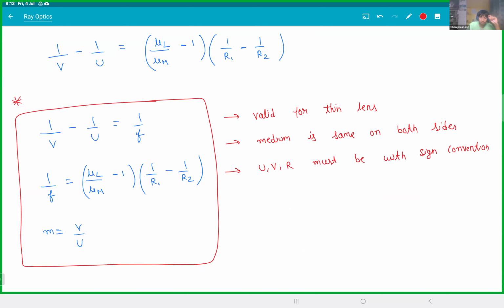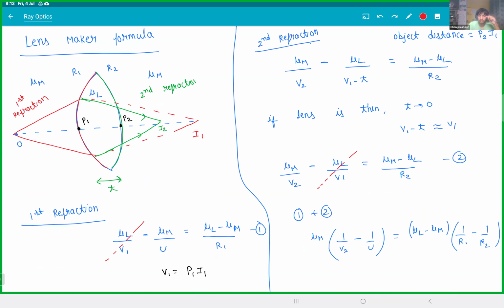Sir, could you scroll back to the derivation? In the second refraction, I didn't understand why mu M is on V2 and mu L is on V1 minus T. The light rays are going outside, right? What is mu1 and mu2? Mu1 is the incident medium. For the second refraction, where are the light rays coming from? Mu L. Where are the light rays going? Mu M. So mu M is mu 2 and mu 1 is mu L.